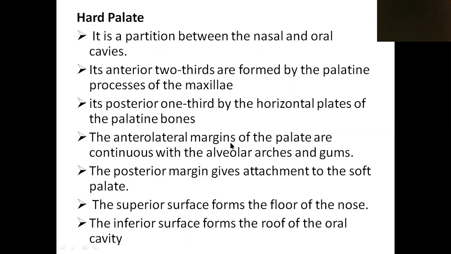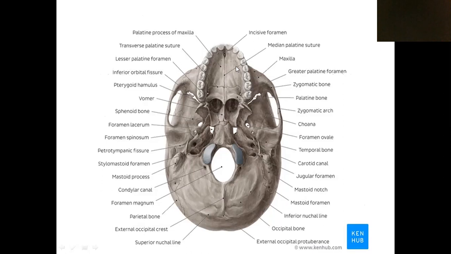Then the anterolateral margins of the palate are continuous with the alveolar arch and gum. What is meant by that? Anterolateral part: this area is the anterior part, the front side. This is the posterior part or back side. This is the side or lateral part. So anterolateral means this anterior and lateral part, this area and this area on the opposite side. Here it is continuous with the gum or alveolar arch, the arch with the space for the teeth. Roughly we can say it is the arch for the teeth. So anterolaterally it is continuous with the alveolar arch or the gum.